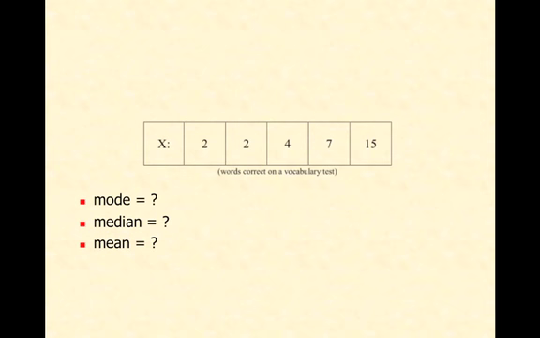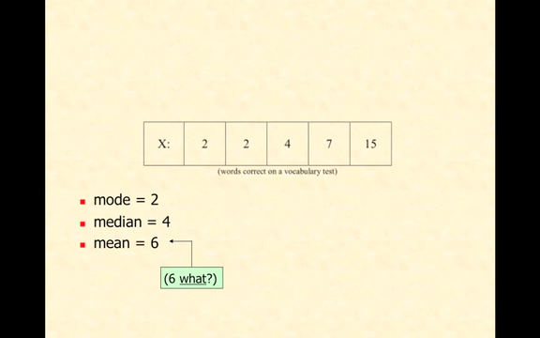So let's look at this small set of numbers. We have 2, 2, 4, 7, and 15. The mode, you should know. The median, again, you should know. The mean, maybe a little harder to calculate in your head, but let's skip ahead. The mode, of course, is 2 because we have two values that are that same value of 2.